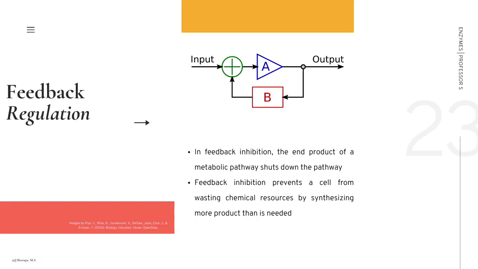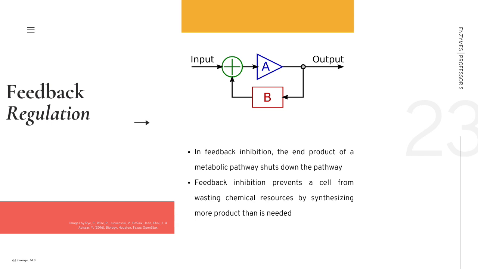Of course, the way our body is able to monitor and control enzyme activity is via feedback regulation. We're always going to return to this concept because it's literally the mechanism behind everything in the body. In feedback inhibition, the end product of a metabolic pathway shuts down the pathway. In this image, green means go, red means stop.